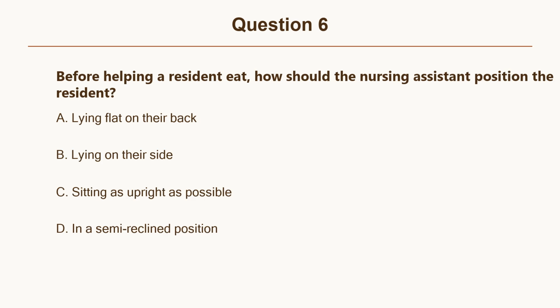Question 6. Before helping a resident eat, how should the nursing assistant position the resident? Option A. Lying flat on their back. Option B. Lying on their side. Option C. Sitting as upright as possible. Option D. In a semi-reclined position. The correct answer is option C. Sitting as upright as possible.